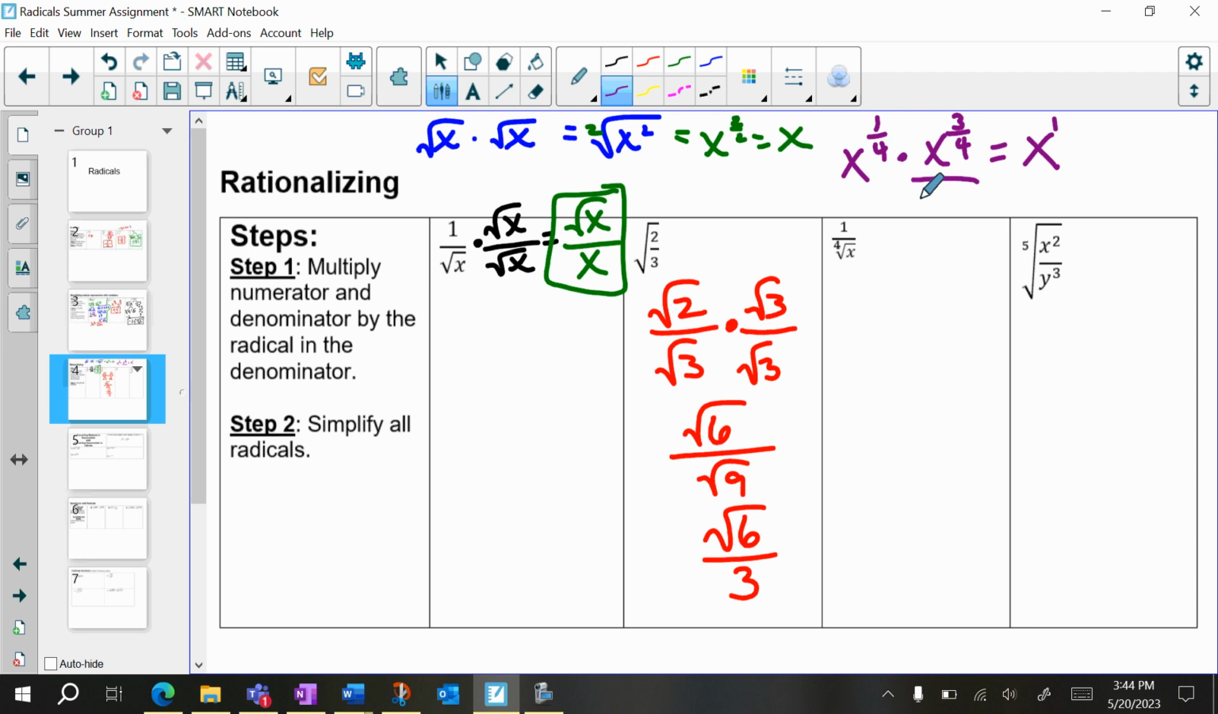And how would I rewrite this? Well, I would rewrite this as the 4th root of x cubed. So that's what I would multiply both the numerator and the denominator by. The 4th root of x cubed. So I would get the 4th root of x cubed over x.